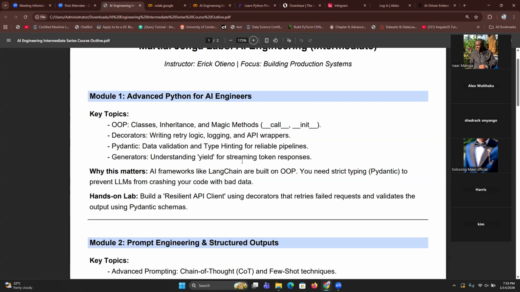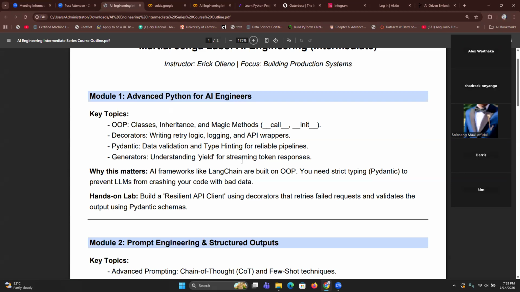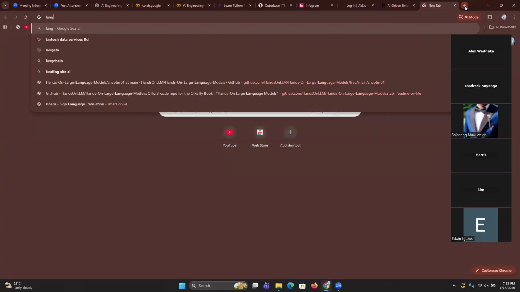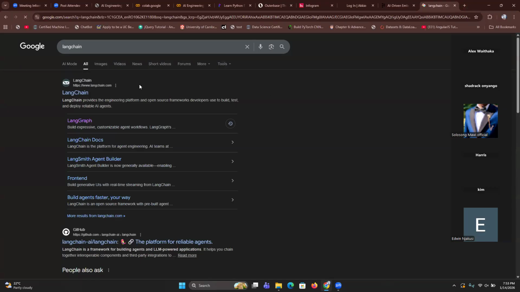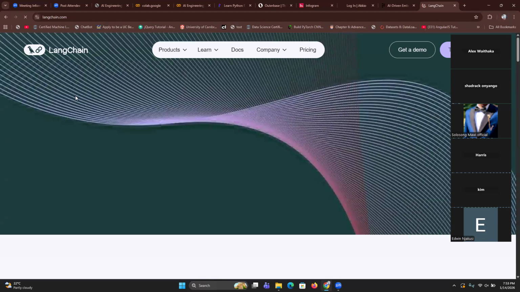So the question is, why should we advance Python for AI engineers? It matters because in this module, we are going to cover very fundamental AI frameworks like LangChain. Anyone who has heard about LangChain? There's this framework called LangChain that we're going to cover here. I think you can even research about it. We are going to do LangChain in detail.